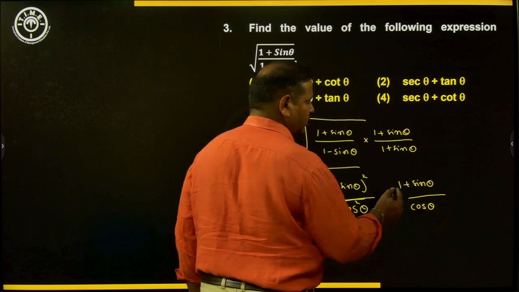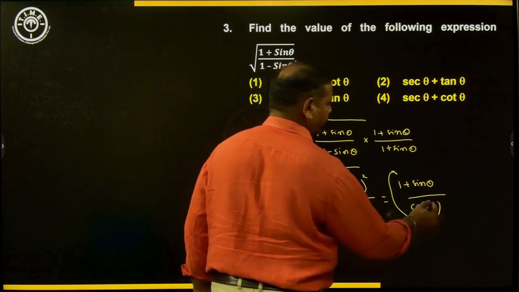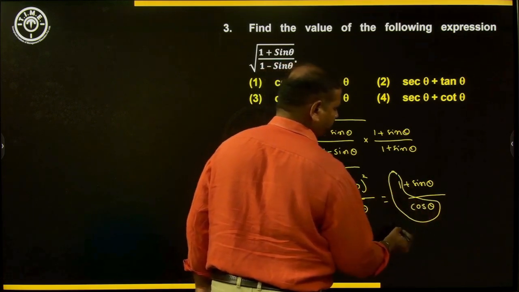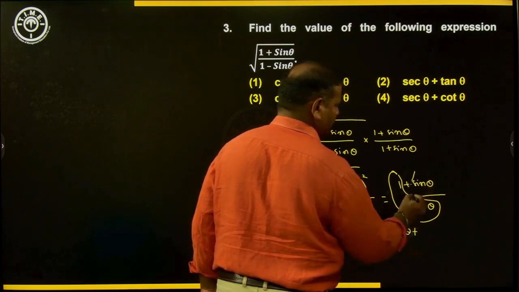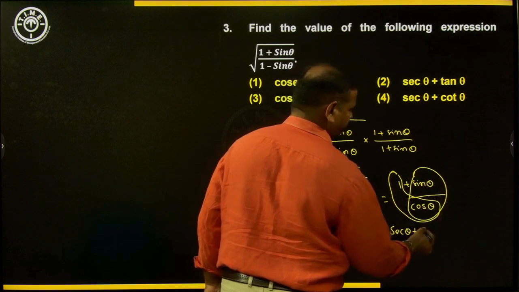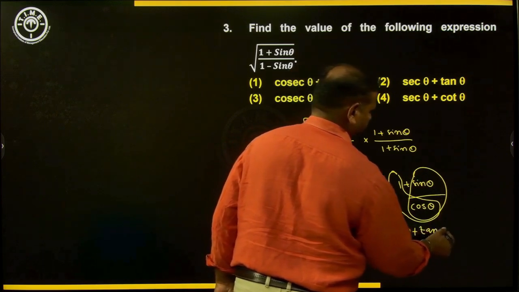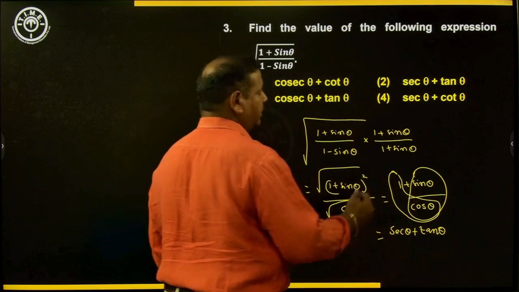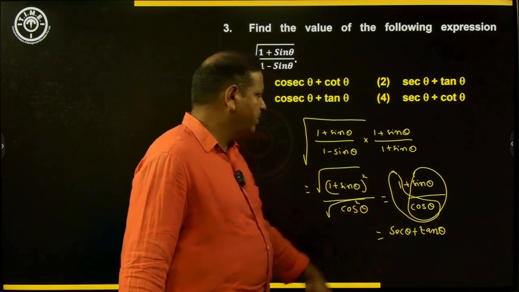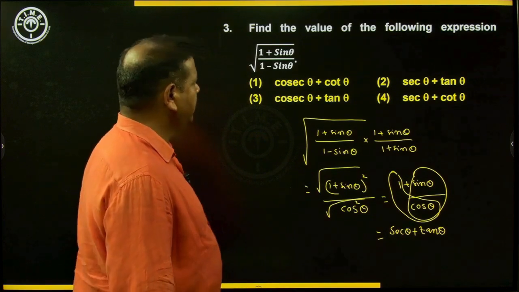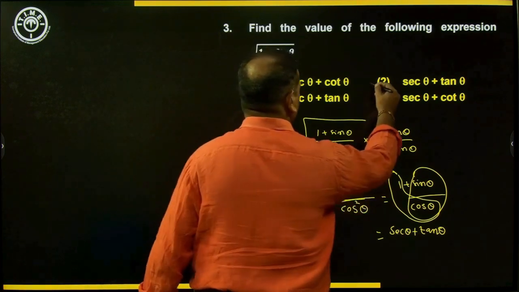Then do one thing, just separate it. Once this, 1 by cos theta, nothing but secant theta. Once this, sin theta by cos theta, nothing but tan theta. After getting that, a plus b by c is nothing but a by c plus b by c. 1 by cos is secant, sin by cos is nothing but tan. Secant theta plus tan theta, which is the second option.